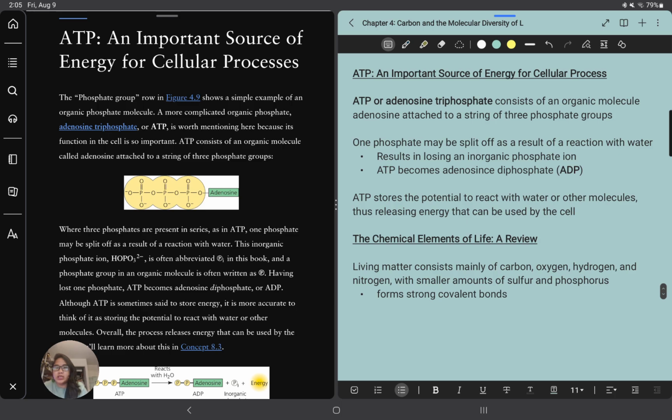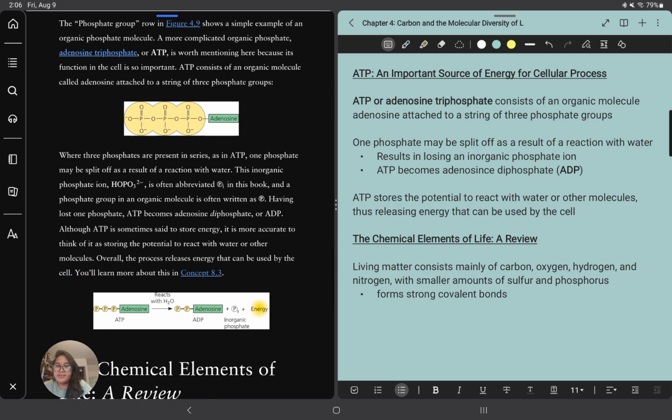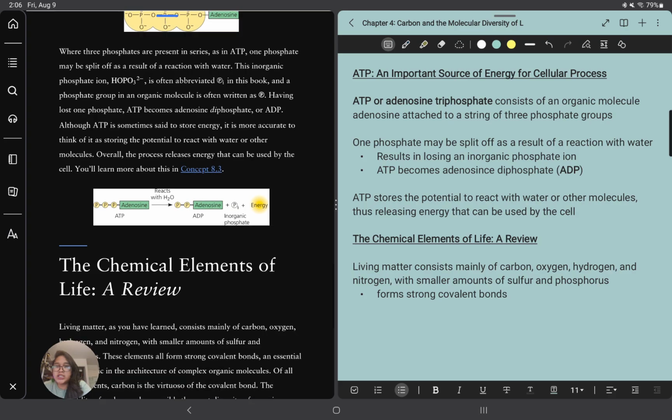Okay. ATP, an important source of energy for cellular processes. The phosphate group in figure 4.9 shows a simple example of an organic phosphate molecule. A more complicated organic phosphate, adenosine triphosphate, or ATP, is worth mentioning here because its function in the cell is so important. ATP consists of an organic molecule called adenosine attached to a string of 3 phosphate groups. So here we have ATP, where 3 phosphates are present in series.